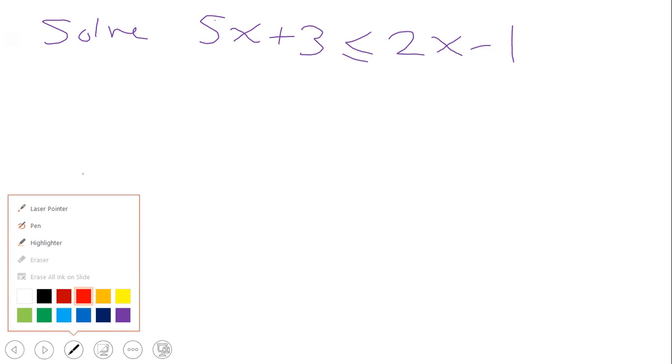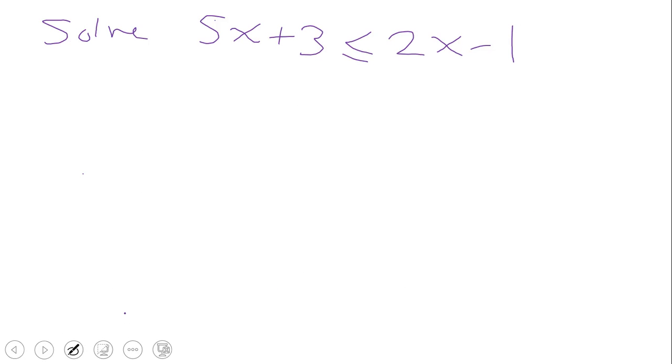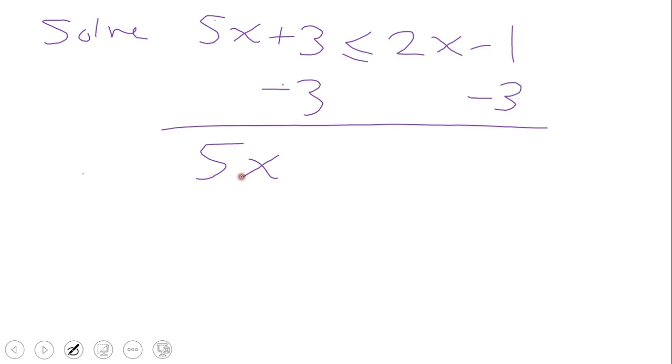Alright. So along the same lines, it doesn't really matter which side I go with. I'll just subtract 3 and subtract 3. I have 5x is less than or equal to 2x minus 4. And this sign is not going to change because I subtracted. It only changes when you divide by a negative. So there's no issue with the sign yet.